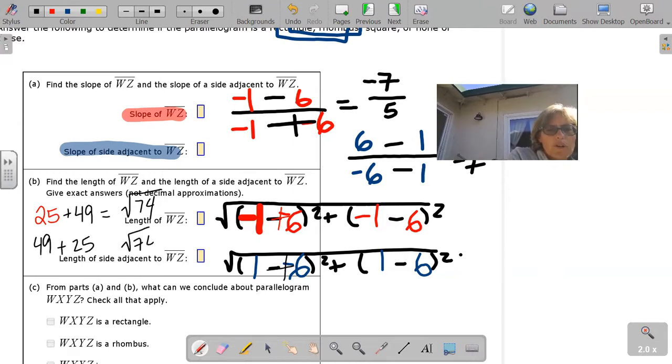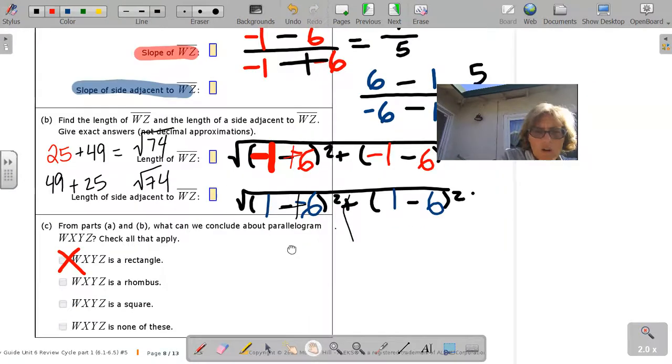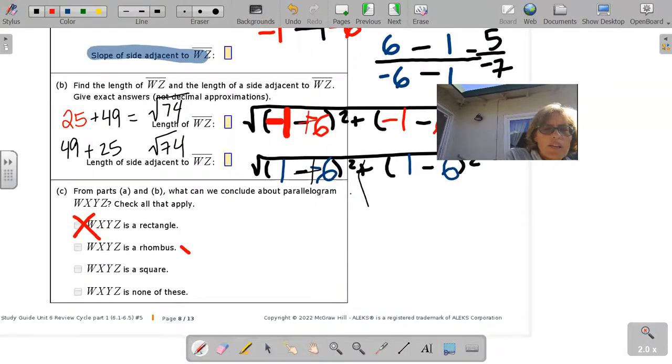They're both √74. So what we have going on here is it can't be a rectangle because they didn't multiply to -1, but adjacent sides are equal. So it is at least a rhombus, can't be a square.